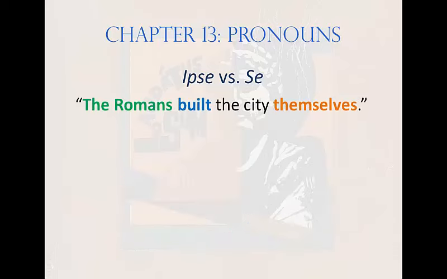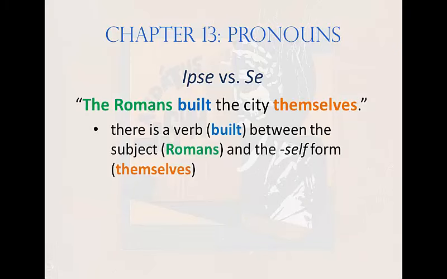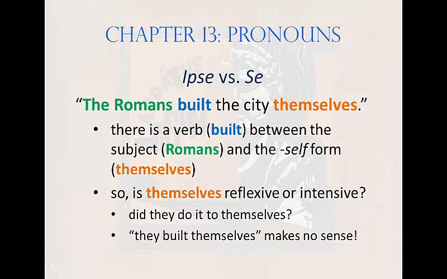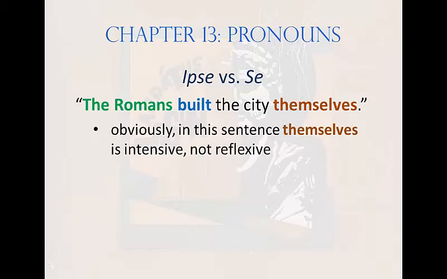Consider this sentence. The Romans built the city themselves. There's a verb, built, between the subject Romans and the self form themselves. So is themselves reflexive or intensive? In other words, did the Romans do it to themselves? Did they build themselves? No, they built the city. Here, themselves can't be reflexive. It must be intensive. It means in person.